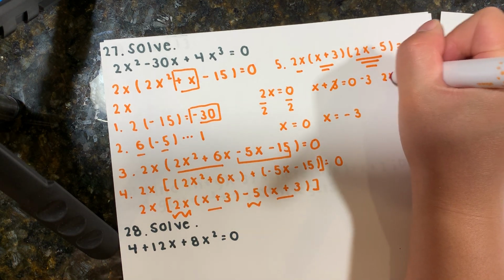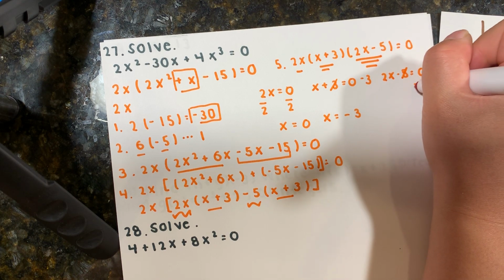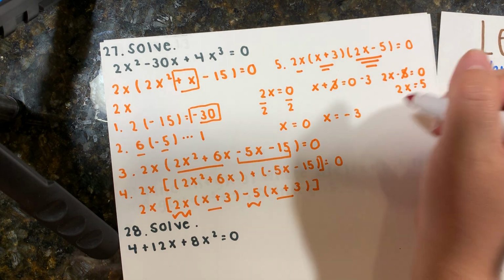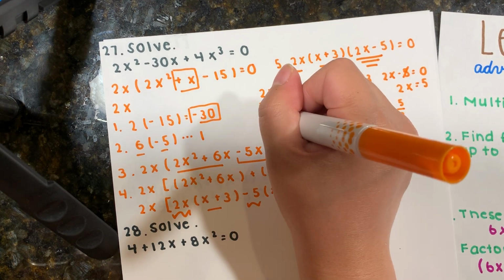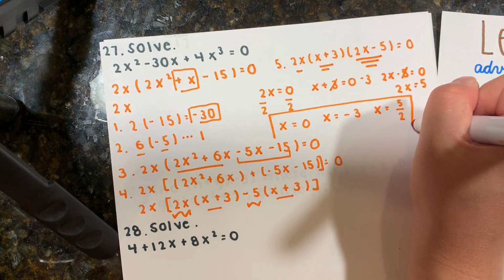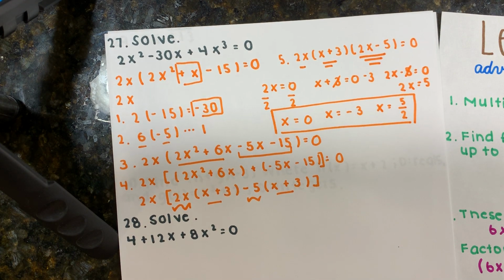Then I have 2x minus 5 equals 0. When I move the 5, it becomes positive. So my last x would be 5 over 2, and these would be my 3 answers for number 27. And your notes should be from lesson 105 is where you're going to find that.